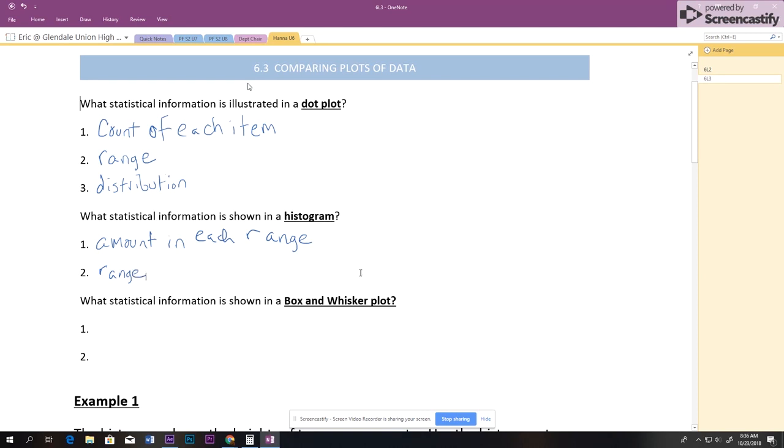And then what statistical information is shown in the box and whisker? Well, you can have your 5-number summary, which is the min, max, the quartile 1, the median, and the quartile 3, as well as the percentage in each quartile.